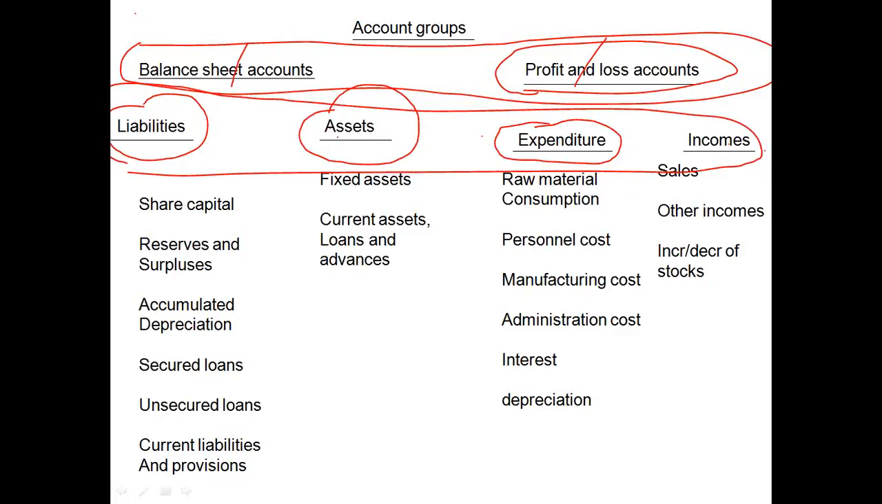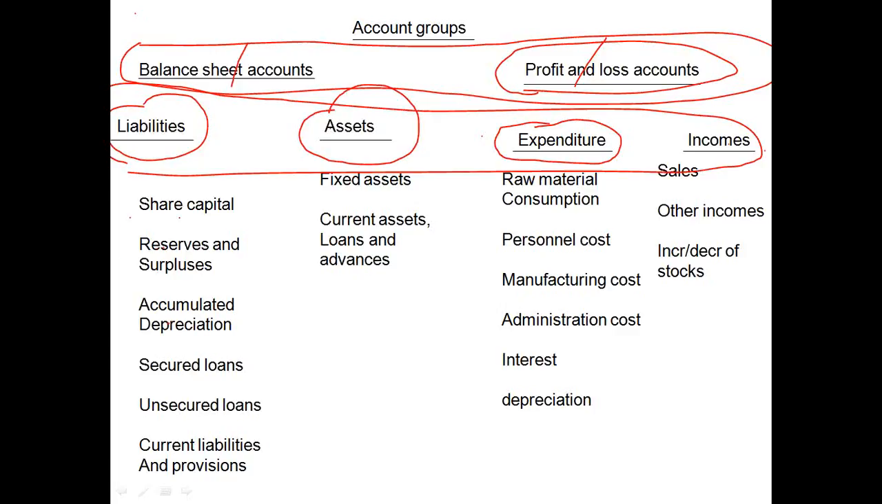Otherwise, if you consider the liability side, on the liability side we have the different headings: share capital, reserves and surpluses, accumulated depreciation. In that case, each heading of the liability side can be created as one account group. Here I am using the terminology, and the wording is not a rule, it's only a matter of convenience.